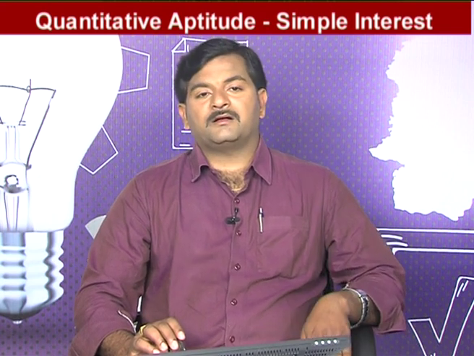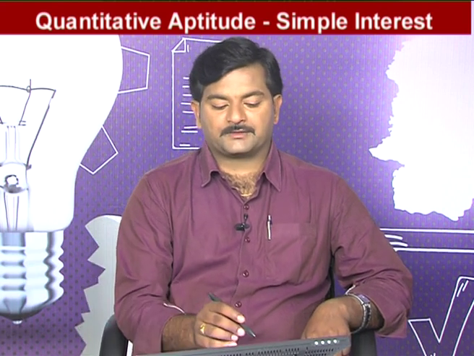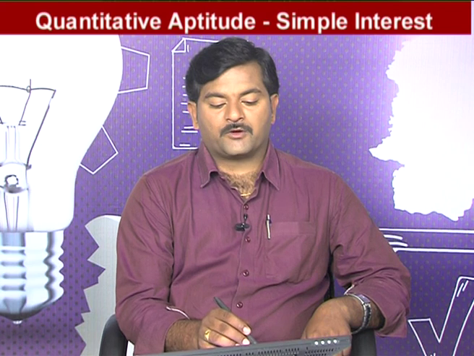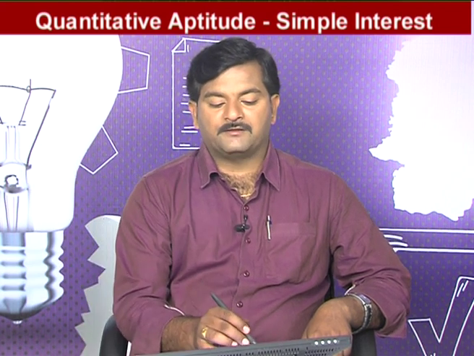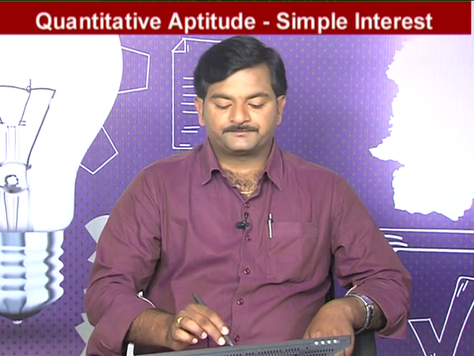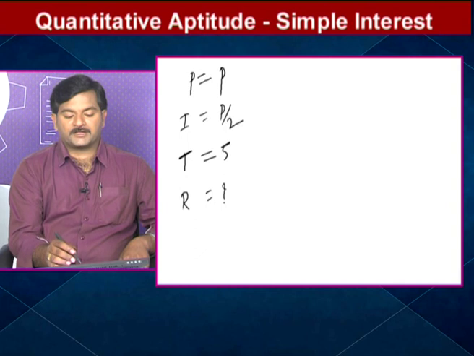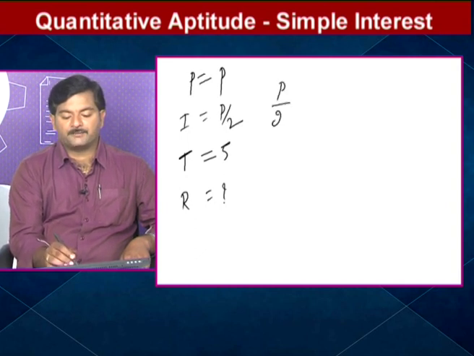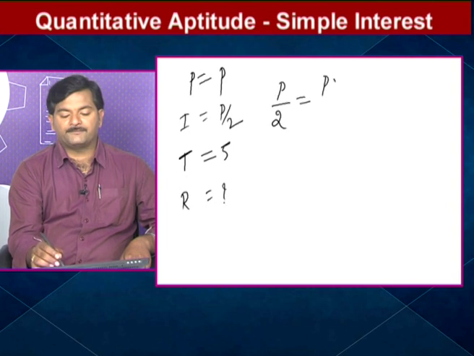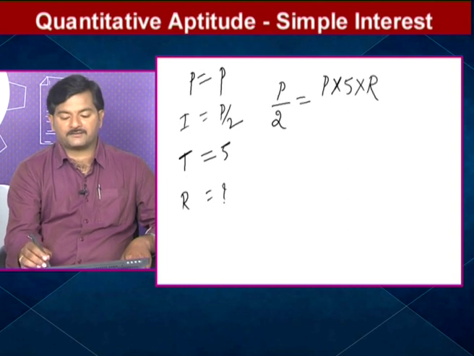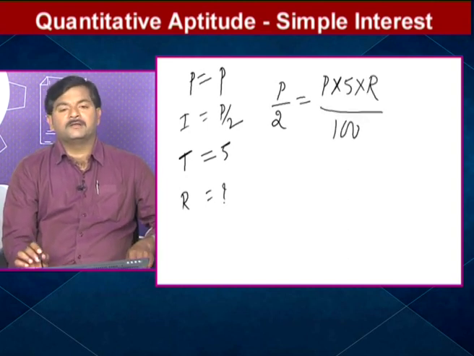He asked to find out the rate of interest, and T value, P value, I value are given. Time is equal to 5 years given. Again I is equal to PTR by 100, the formula we are aware of. Here I means my interest, P by 2. So P by 2 is equal to P into T, which is 5 years, into R, the rate of interest we need to find, by 100. Simple calculation.